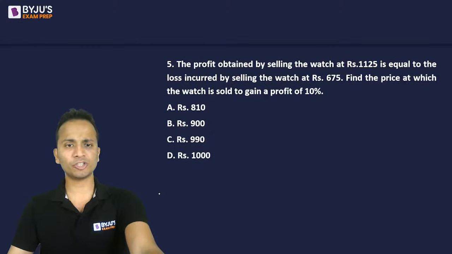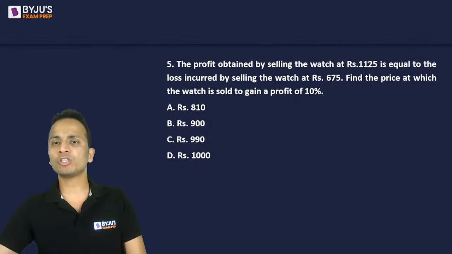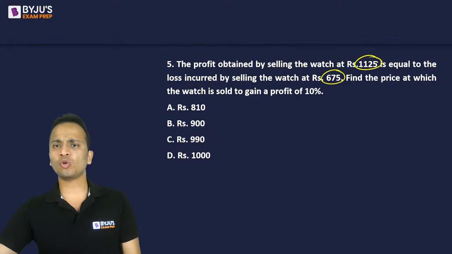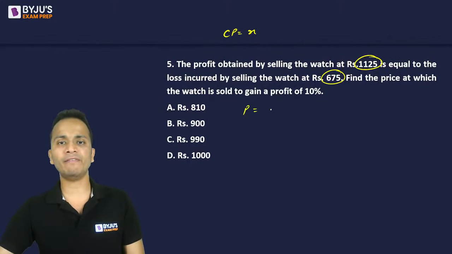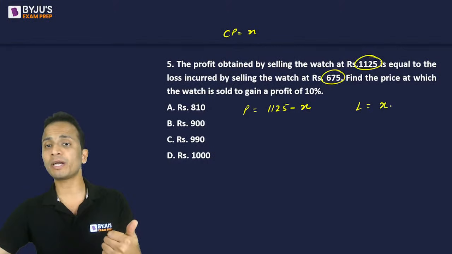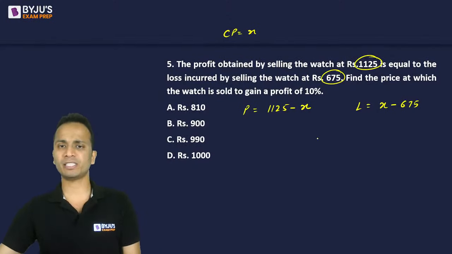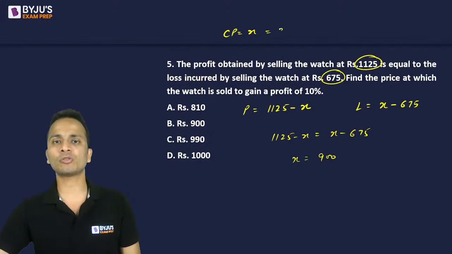All right, so shall we start this question? There was a small interruption in between. So we shall start. The profit obtained by selling the watch at 1125 is equal to the loss incurred by selling the watch at 675. Let's say the cost price is X. Profit when sold at 1125 will be selling price minus cost price, and the loss when sold at 675 will be cost price minus selling price. They both are equal, so 1125 minus x is equal to x minus 675. Upon solving this, you will get the value of x as 900. So the cost price will come out to be 900.